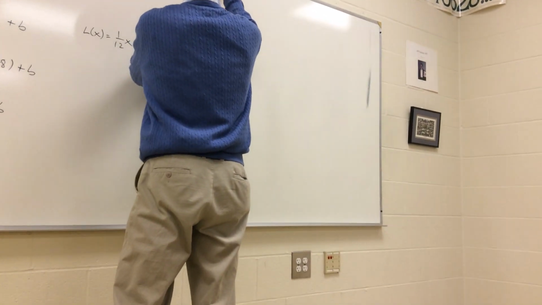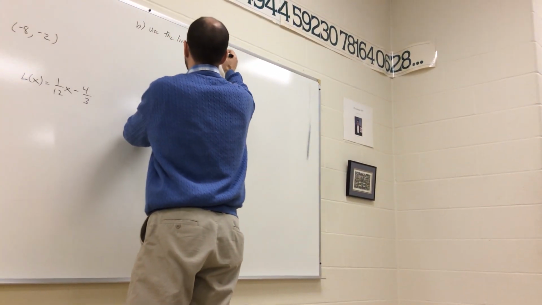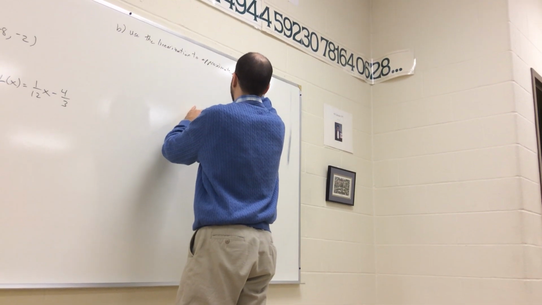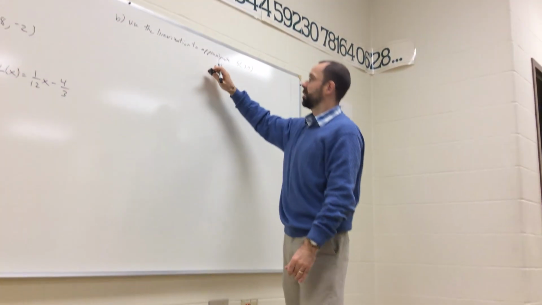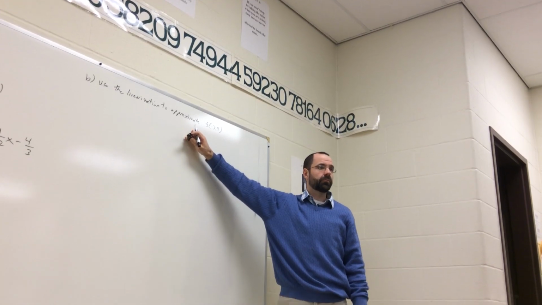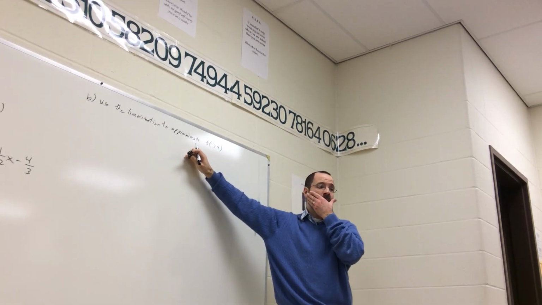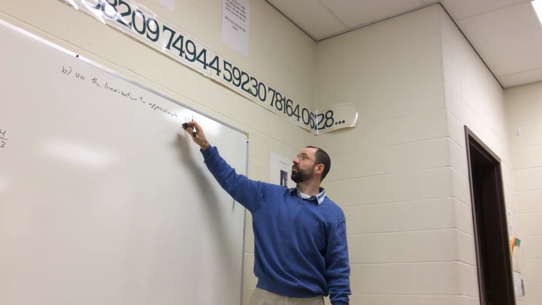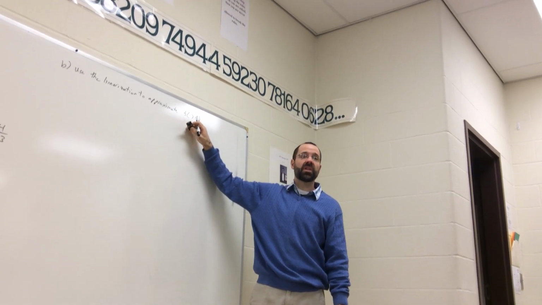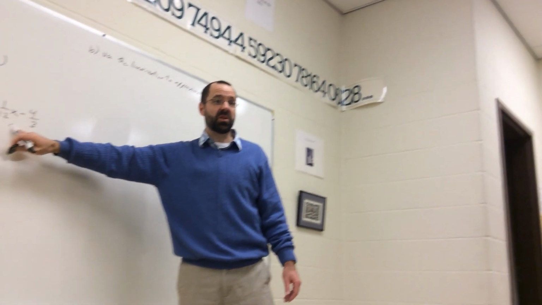Okay, so for part B, we're going to use the linearization to approximate f of negative 7.9. Okay, so we could plug negative 7.9 into the original f and get the exact answer, but it asks us instead to plug negative 7.9 into the L of x to approximate. So we're going to plug negative 7.9 into this.